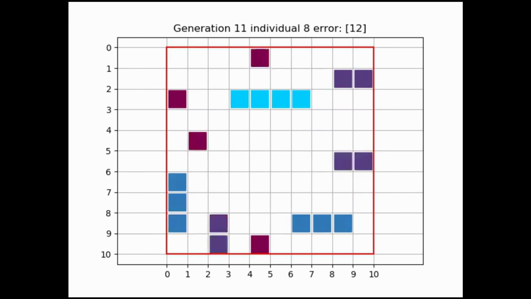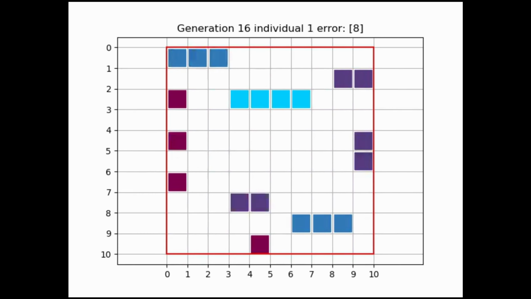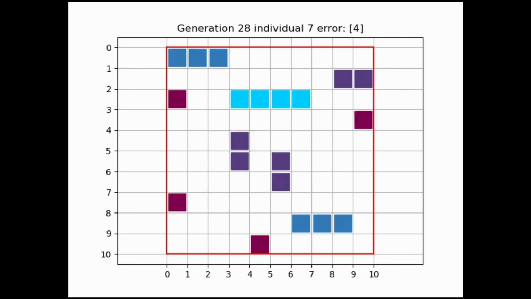This is just a little animation of it moving the pieces around. What we've actually got plotted is the best 10 individuals from every generation.